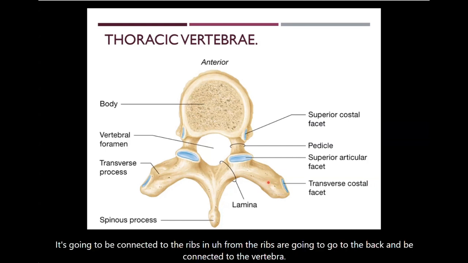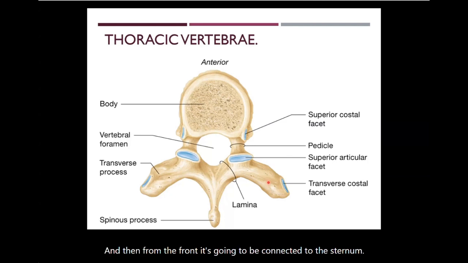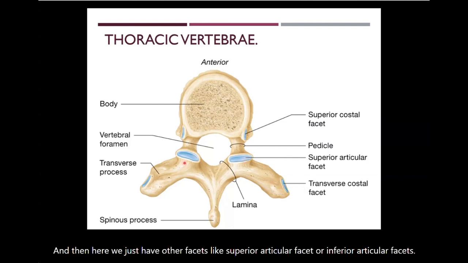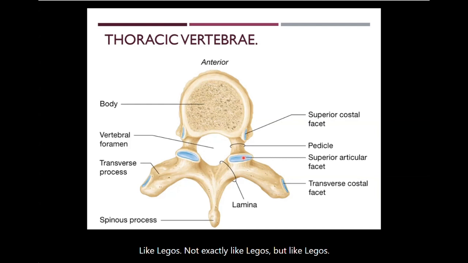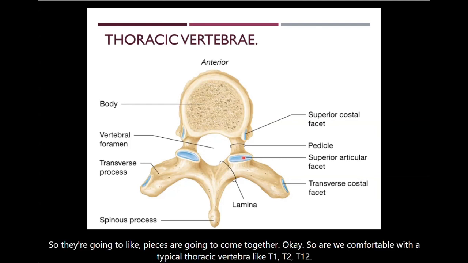It's going to be connected to the ribs, from the ribs are going to go to the back and be connected to the vertebra, and then from the front it's going to be connected to the sternum, right? So transverse costal facet. And then here we just have other facets like superior articular facet or inferior articular facets, and then these are so that the thoracic vertebra can be stacked up and they sit on top of each other, okay? Like Legos. Not exactly like Legos, but like Legos. So pieces are gonna come together, okay?